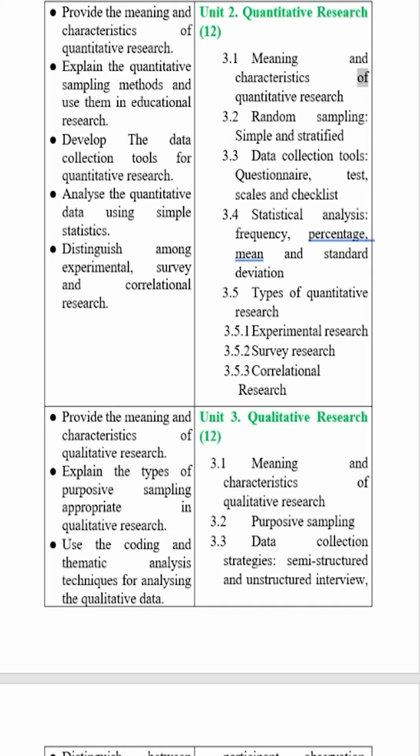Meaning and characteristics of quantitative research. Random sampling, simple and stratified. Data collection tools: questionnaire, test, scales, and checklist. Statistical analysis: frequency, percentage, mean and standard deviation. Types of quantitative research. Experimental research. Survey research. Correlational research.